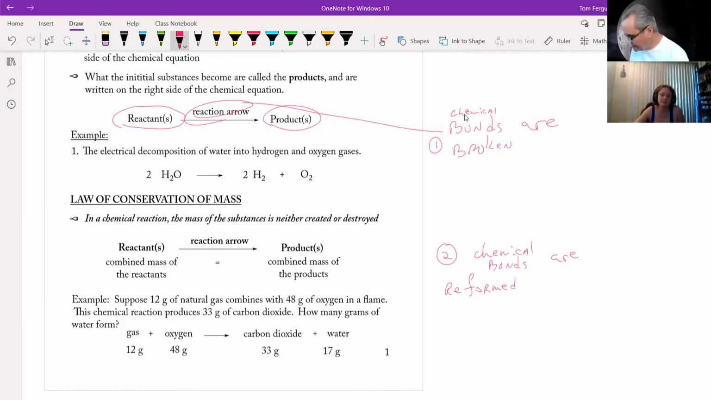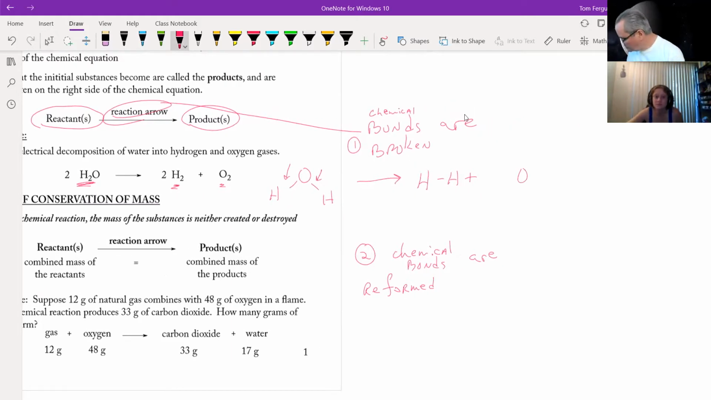So if we look at this reaction here, we have water, and when water is broken apart, it gets broken into hydrogen gas and oxygen gas. Okay, so this is what water looks like. So in this situation here, this bond is broken. And these bonds are reformed.